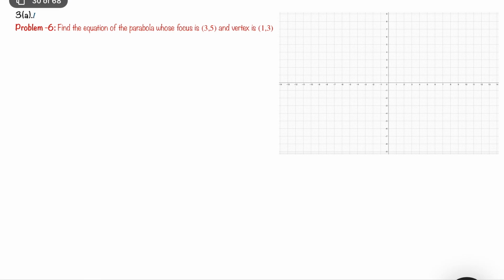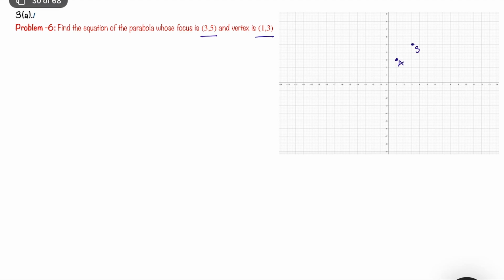Find the equation of the parabola whose focus is point (3, 5) and vertex is point (1, 3). First, let me locate this focus and vertex. Here is the focus S (3, 5). And the vertex is point (1, 3). So this is the vertex. Let me call it A.